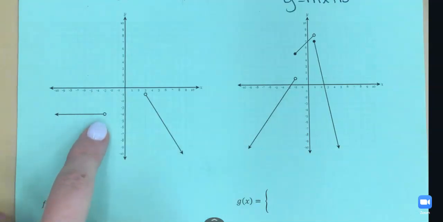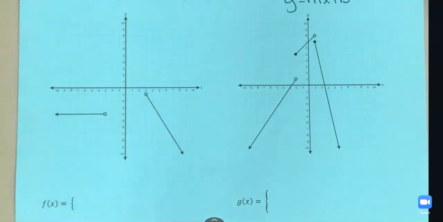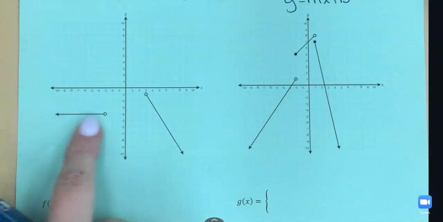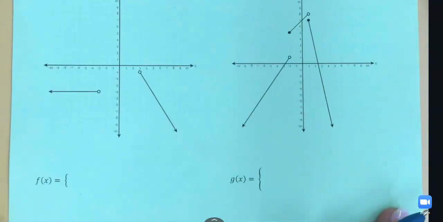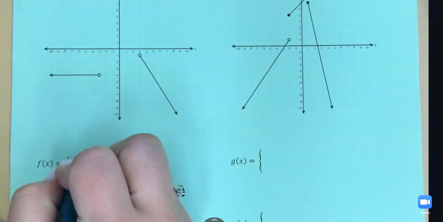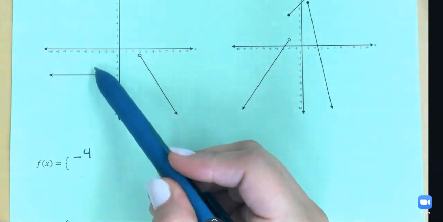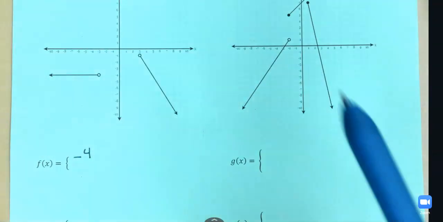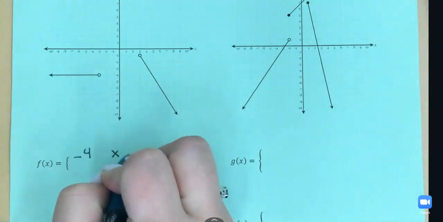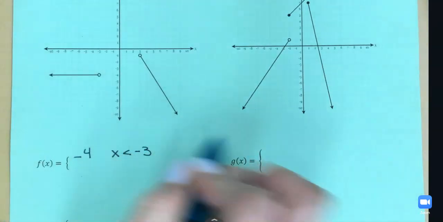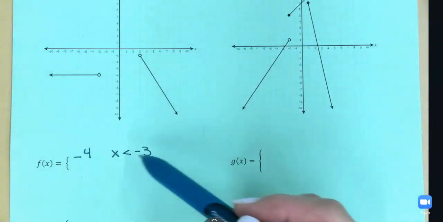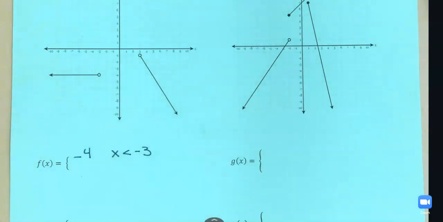On the left, I have a horizontal line. So for this one, I don't have to do really any math. I just need to figure out what is that y value, and it is -4. So for that first portion, it's just going to be -4. And now I need to determine over what x values is that taking place. Well, it looks like it's going from -3 off to -infinity, so that would mean that x is less than -3. And that open circle would indicate that I do not underline my inequality there. So that first one, easy peasy.